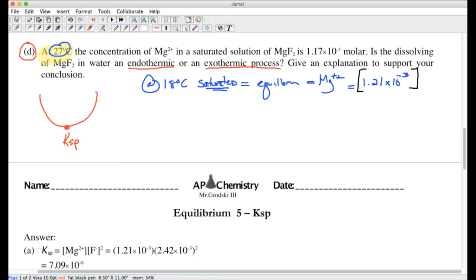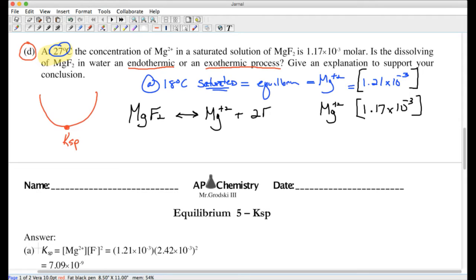Now they're saying at 27, the concentration is now 1.17 times 10 to the negative 3. So what just happened for the Mg2+? The concentration of the magnesium ion dropped. It went down. Now think about it, we had magnesium fluoride. Let's write the reaction. Magnesium fluoride, MgF2, breaking apart. This is how we write it for Ksp reactions. It breaks apart to Mg2+ aqueous and 2 fluoride ions aqueous.